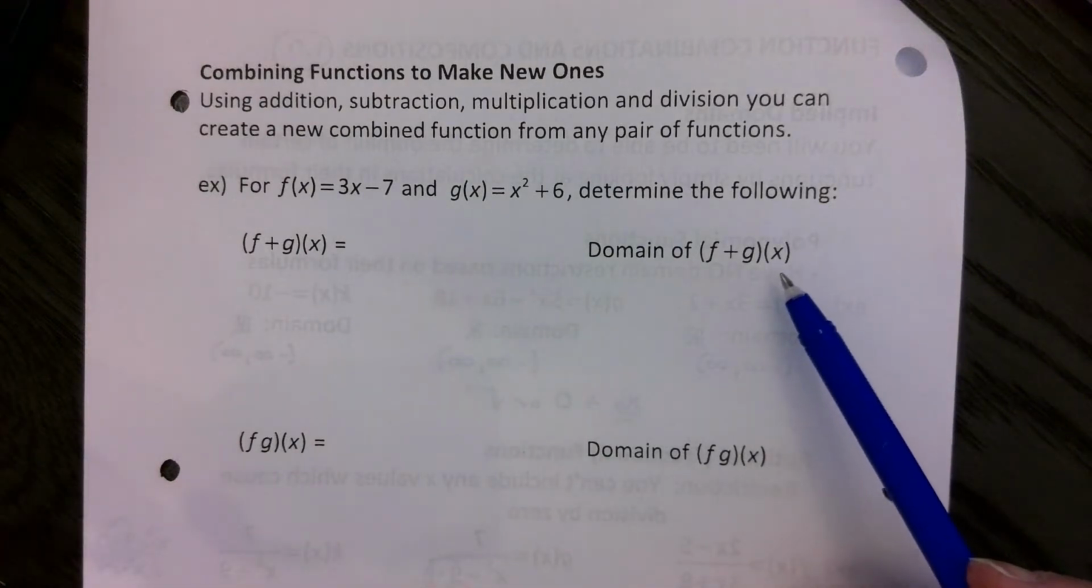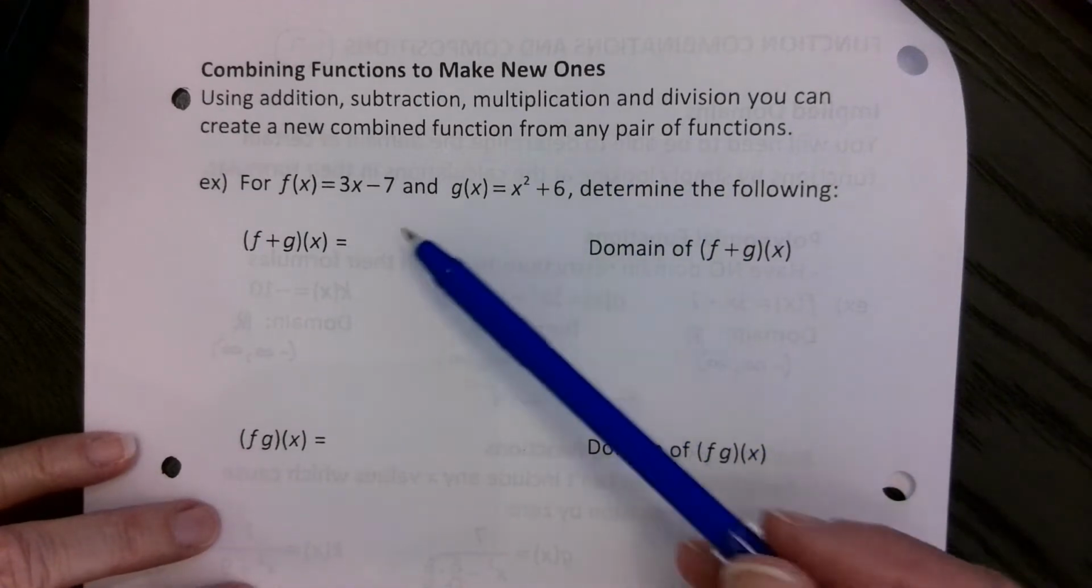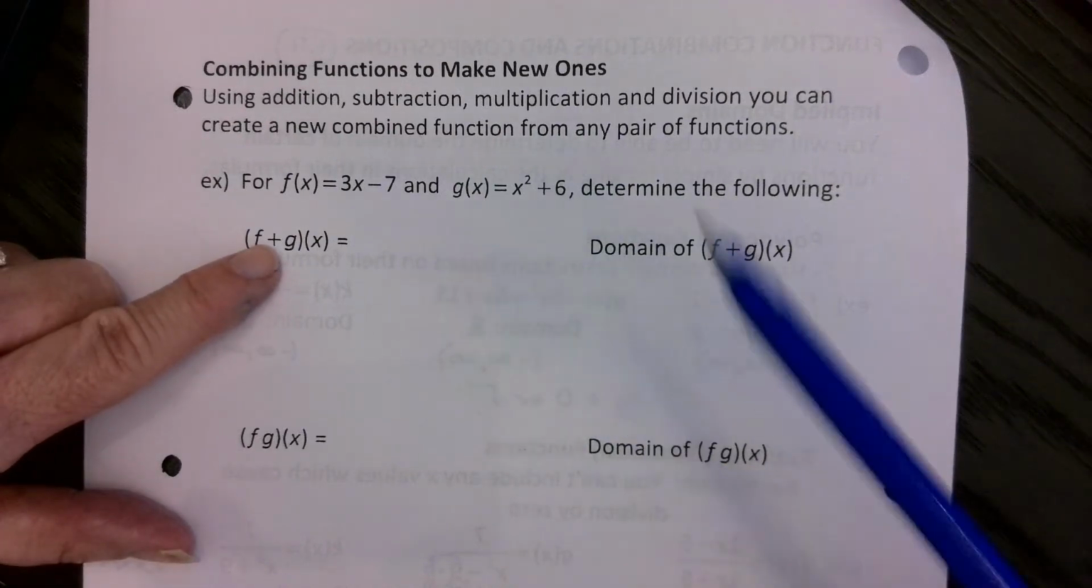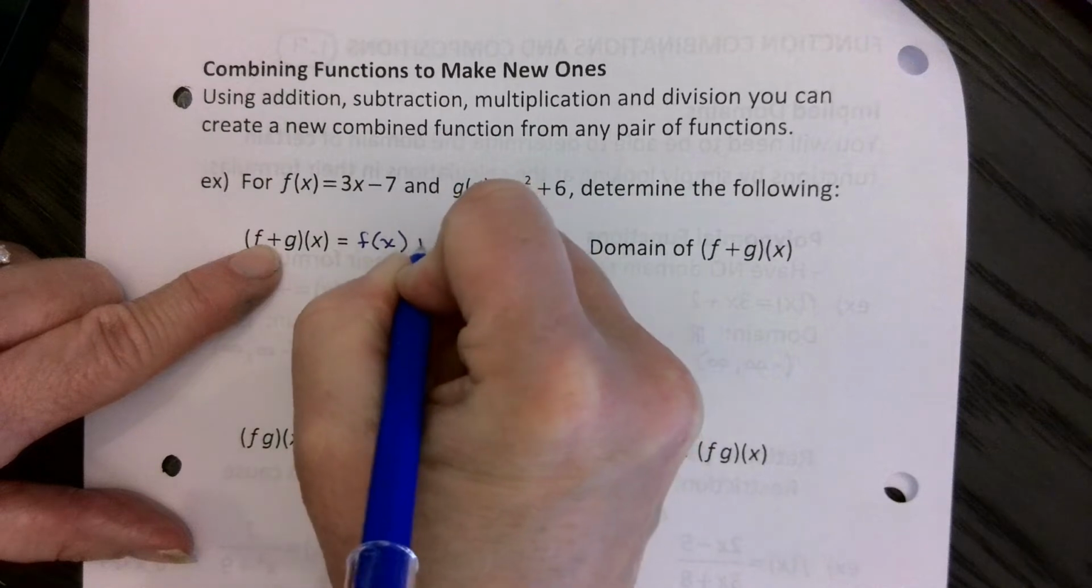So the first thing we have to do is, the nice thing is when it's a polynomial, there's no restrictions. So if we add these two, what this means is you take your f of x and you add it to your g of x.